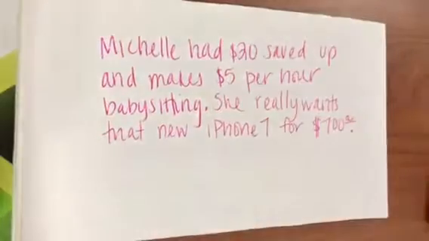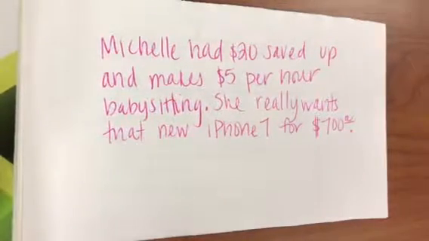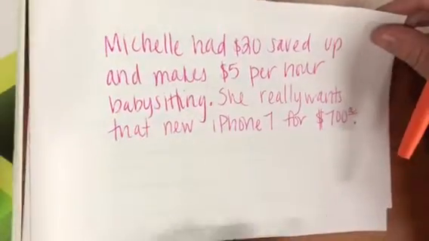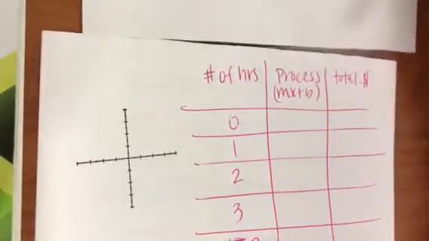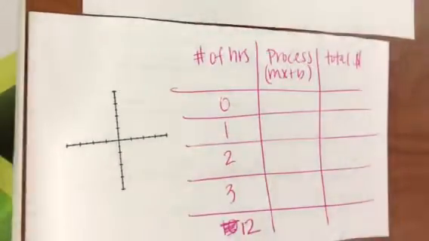I don't want you guys to think she forgot the question. There is no question to be asked here. This is just a situation. She has $20, she's going to make $5 an hour babysitting, and she wants to buy a new iPhone. That's the situation. It's not a question. Had it been something else, solving for such and such, maybe, but not today. We just want to represent that on a table and a graph and then create an equation.